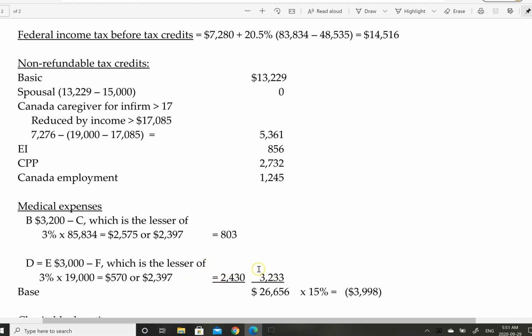We add that together, so the total medical expense tax credit base amount is $3,233. Now we just add up the base amounts and we get $26,656 times the 15%. And so that's going to result in a reduction to her federal income tax of $3,998. Now we also have donations. And now remember, for either charitable donations or political donations, we need to have a separate calculation. So let's go down to that.